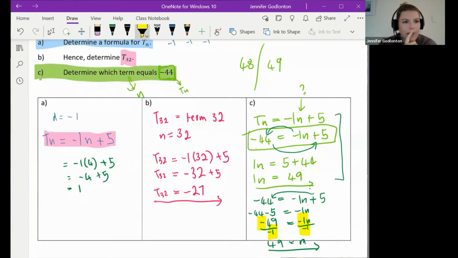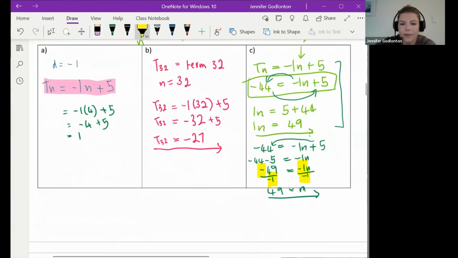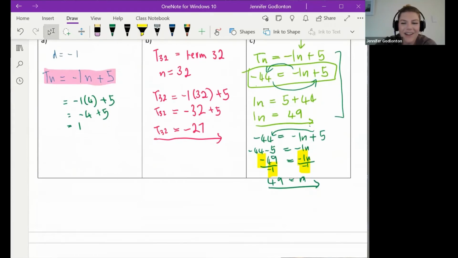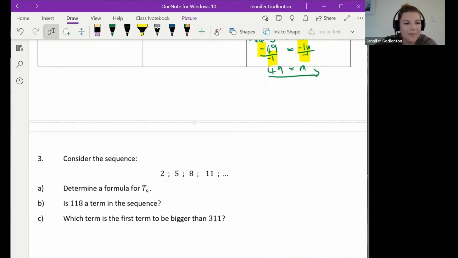Cool. Can we keep going? Let's get going. I've got a puzzle for you.